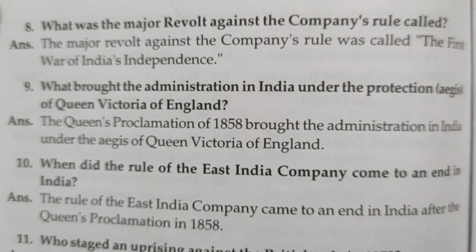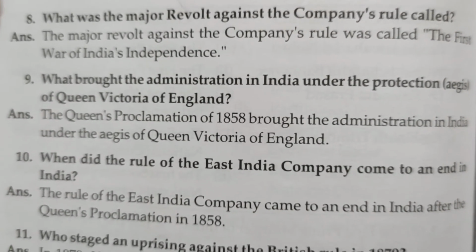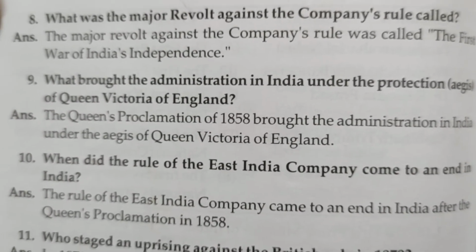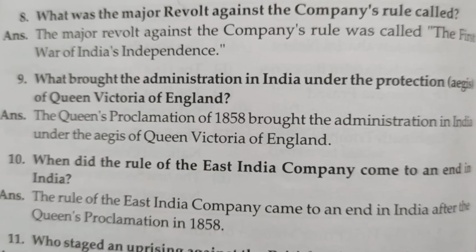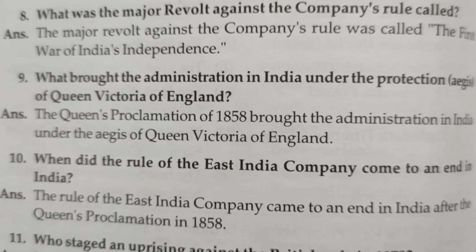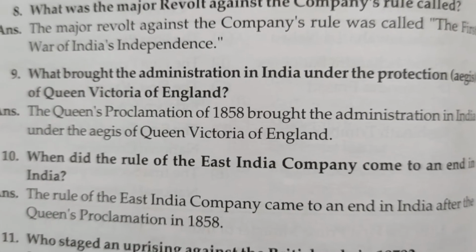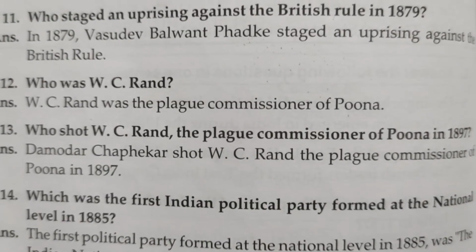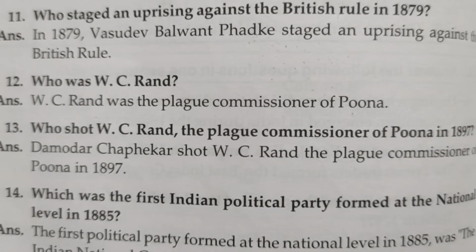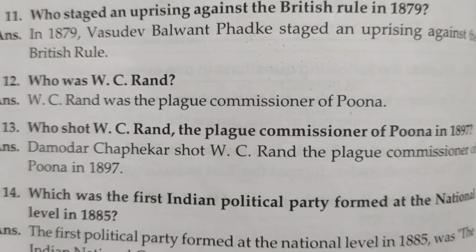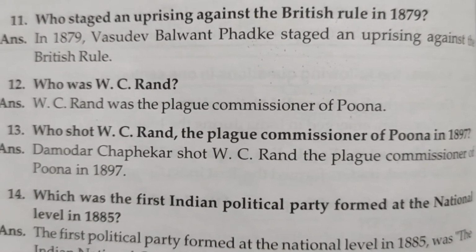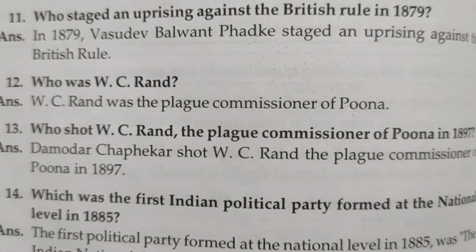9. What brought the administration in India under the aegis of Queen Victoria of England? The Queen's Proclamation of 1858 brought the administration of India under the aegis of Queen Victoria of England. Who staged an uprising against the British rule in 1879? In 1879, Vasudev Balwant Phadke staged an uprising against the British rule.